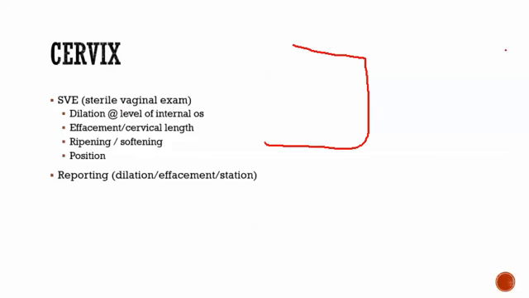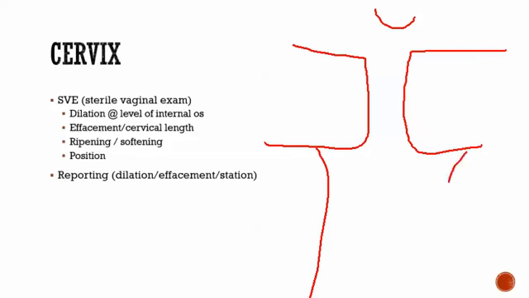We'll just draw a picture. So the inside we have the uterus, and then the outside we have the vaginal canal. Okay, and so you have the dilation that's measured at the internal os. So how much space is there between there? Dilation. Effacement and cervical length, that's 2 measures of the same principle.